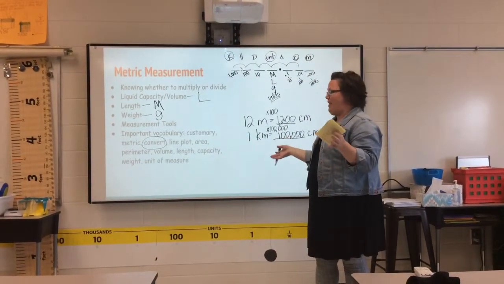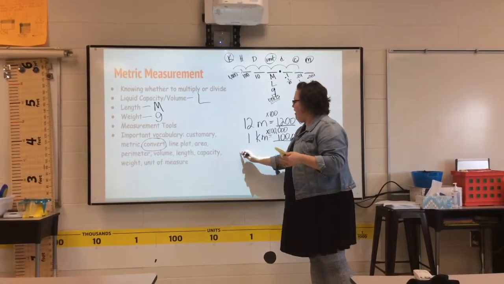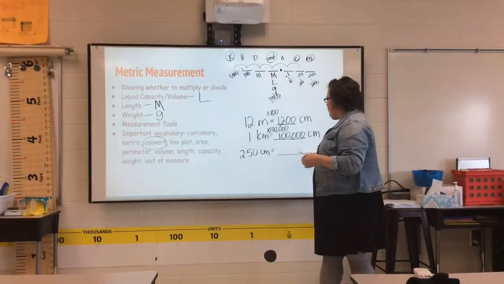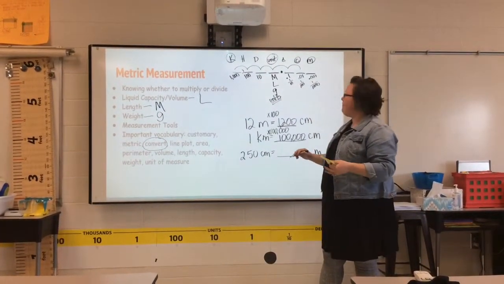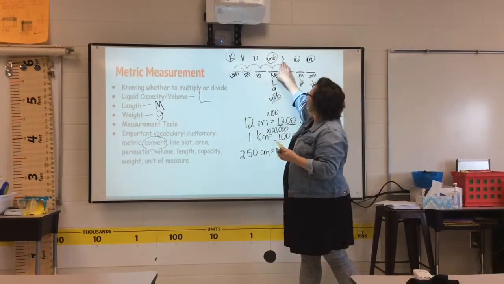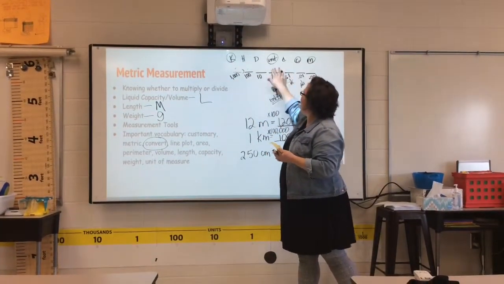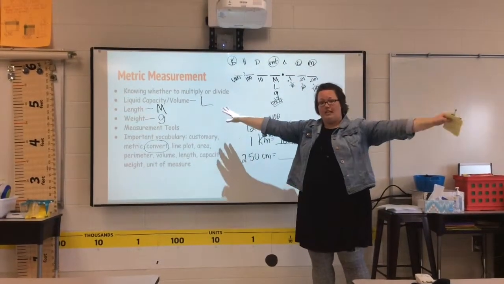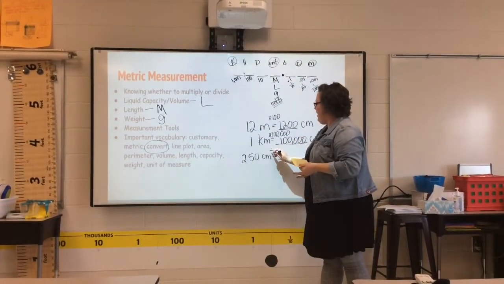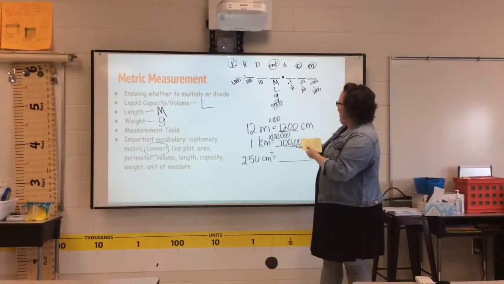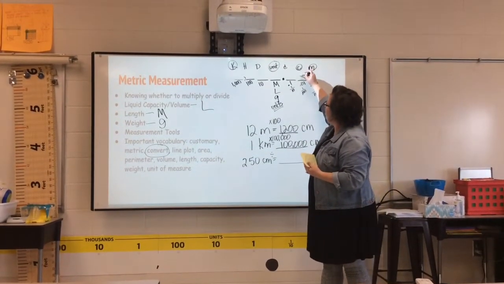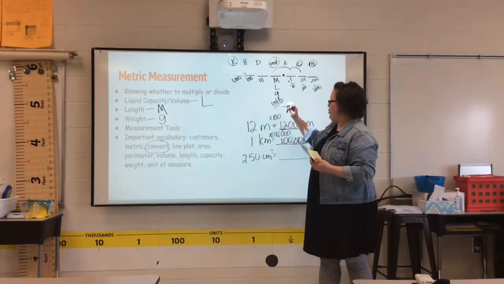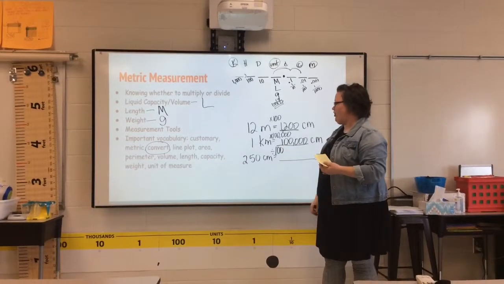They might also have to go the opposite direction, where they might have 250 centimeters, and I want to convert that into meters. So for this one, they are going from a smaller unit, like the centimeter, to a larger unit. So small to large, this time they're going to be dividing, and then they've got to determine what they're dividing by. Well, they're starting at the centimeters, and they're going to the meters. So that's 10, 100. So they're dividing by 100.